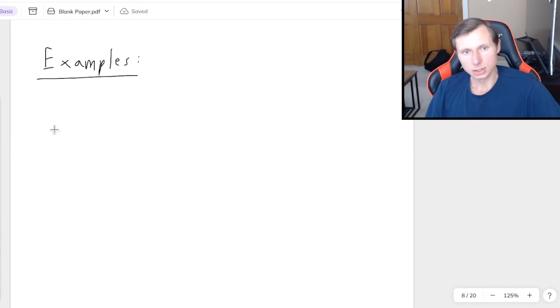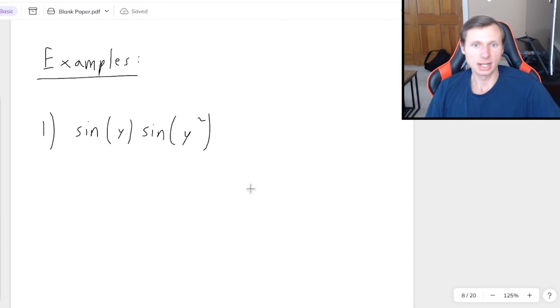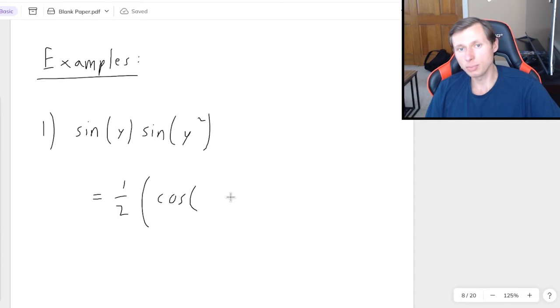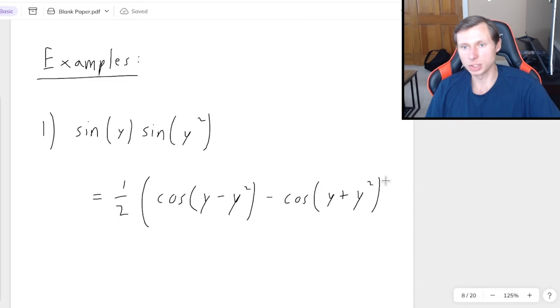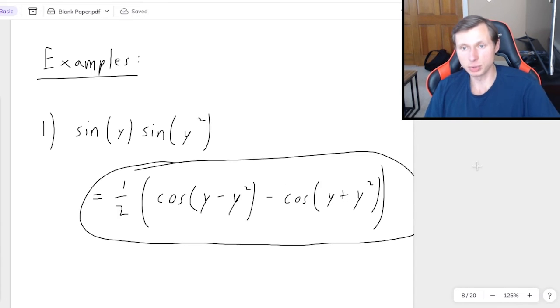So for this first one, let's say I have sine of y times the sine of y squared, and I want to use the product to sum property. Well, that's easy. I'm just going to plug in the formula, which was 1/2 of cosine of u minus v. U is y, v is y squared, minus cosine of u plus v, y plus y squared. And the good news is you don't have to reduce this because these cannot be reduced. There's nothing else I can do here. This is the final answer.